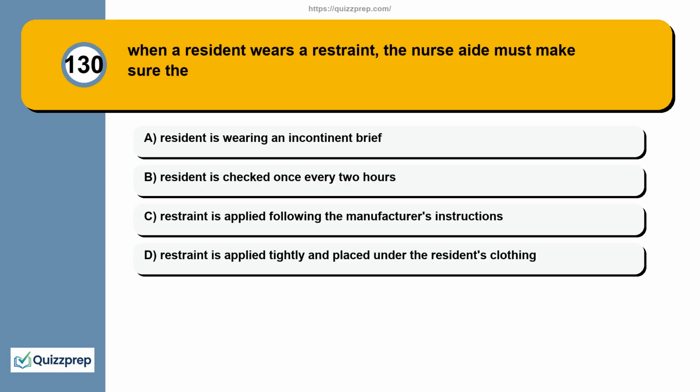Question 130. When a resident wears a restraint, the nurse aide must make sure that: Option A, resident is wearing an incontinent brief. Option B, resident is checked once every 2 hours. Option C, restraint is applied following the manufacturer's instructions. Option D, restraint is applied tightly and placed under the resident's clothing.